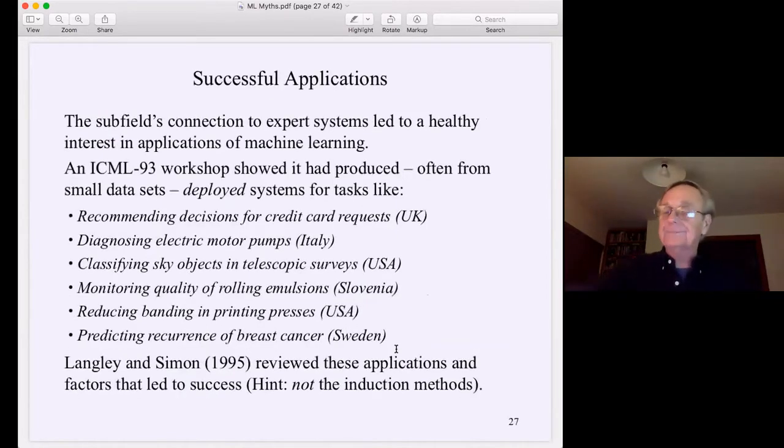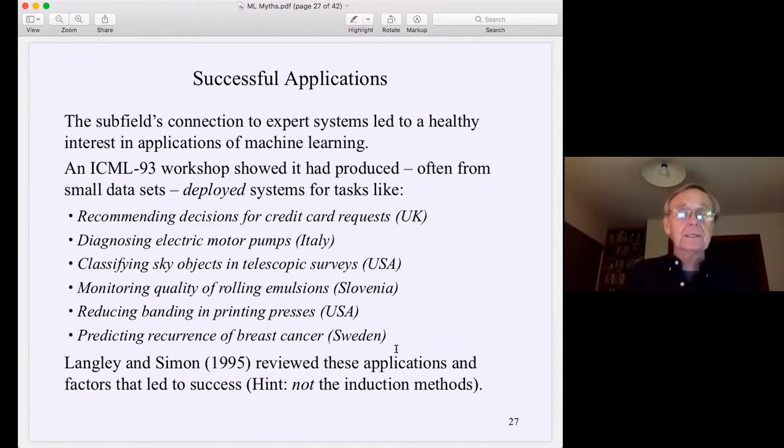Another thing that happened earlier than most people can imagine was fielded or deployed applications that were built using machine learning. These were happening certainly by '85, '86. There were systems in place in companies by the late '80s.